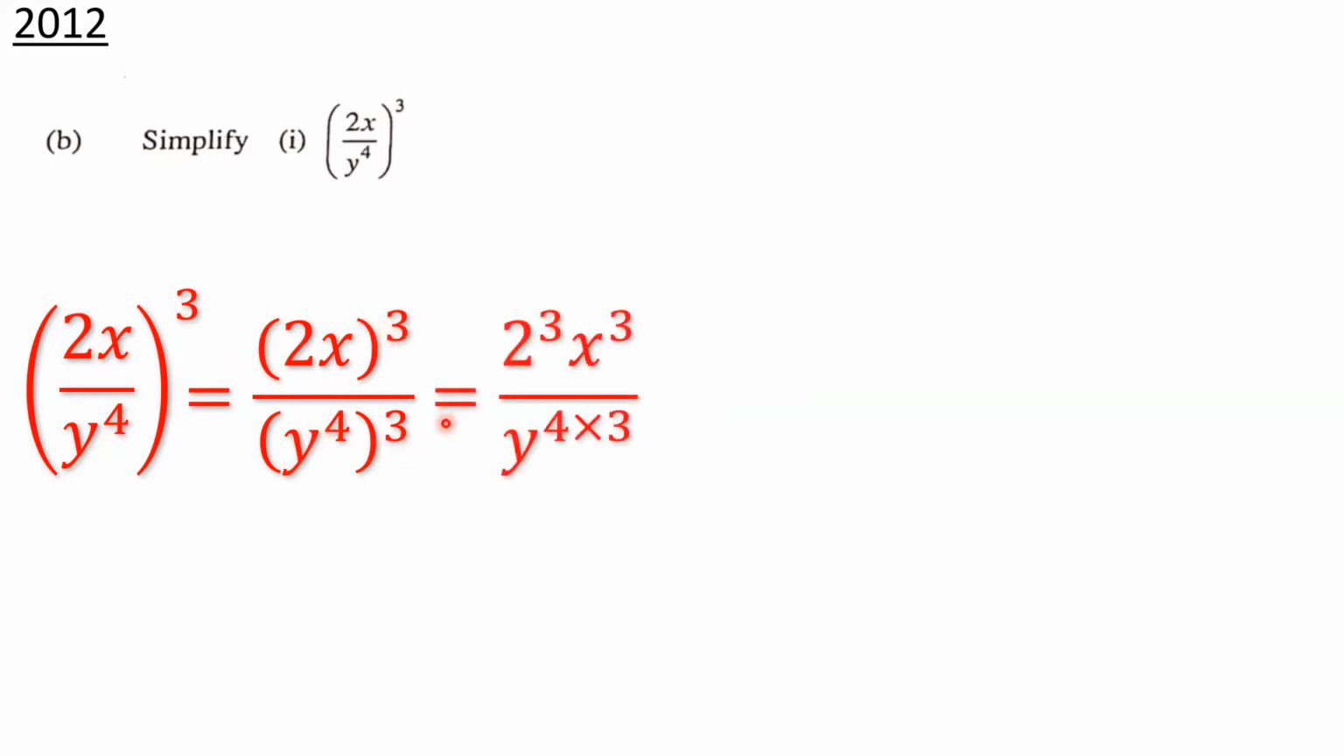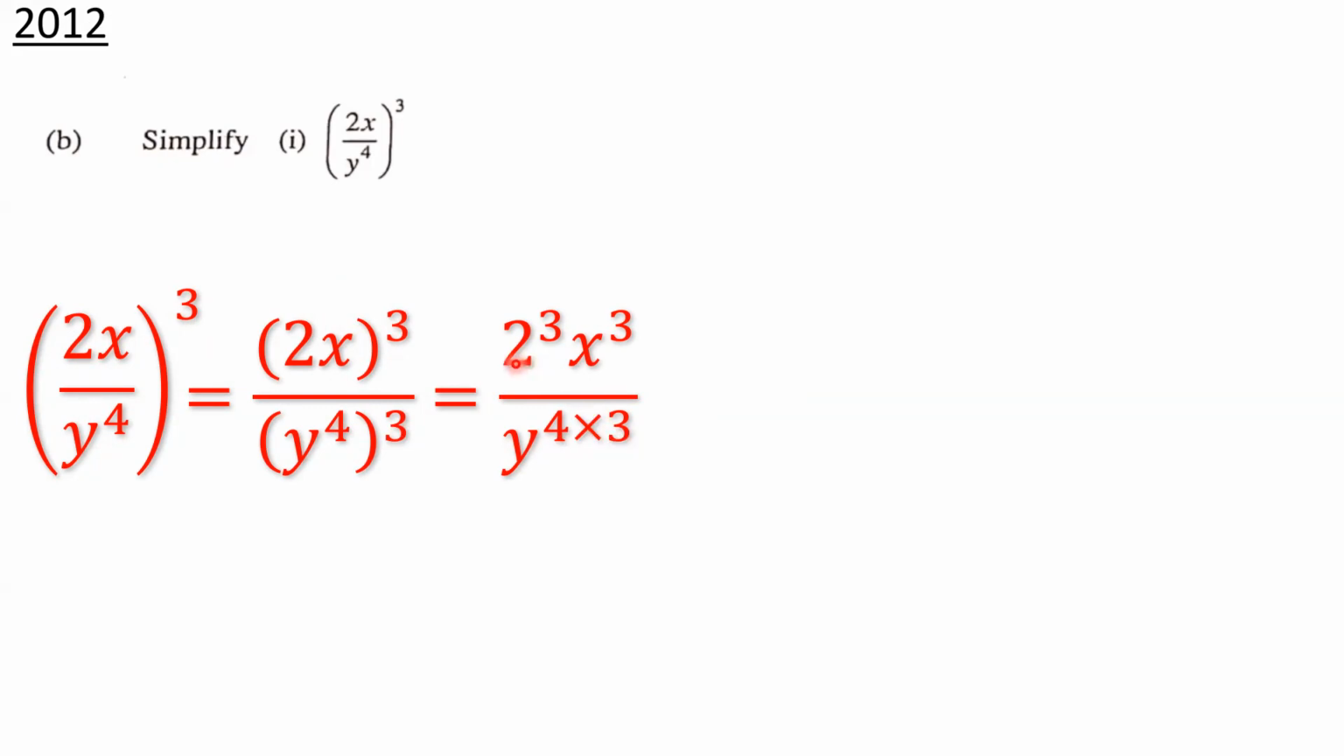And this is going to be equal to 2 to the third power and x to the third power, because we send the 3 on top of the 2 and we send the 3 on top of the x. At the bottom, we're going to multiply. We have y to the fourth power all raised to the power of 3. So we have 4 times 3.